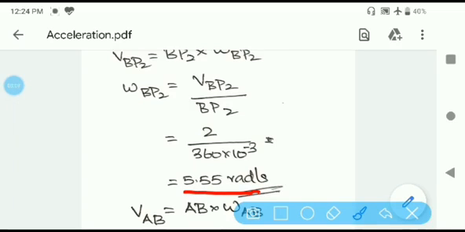One thing that you need to consider is that the length is given in millimeters. Here you need to convert to meters, that is you multiply it by 10 raised to minus 3.